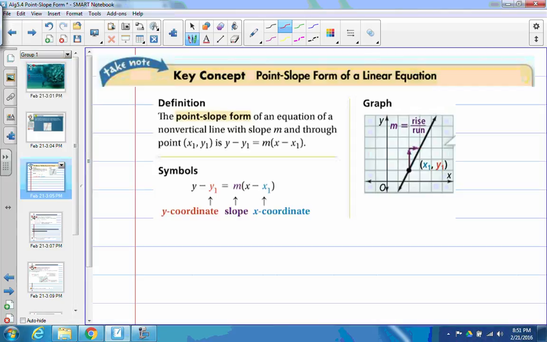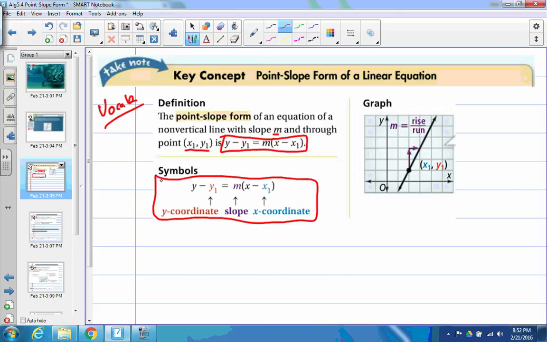But here we go. So what is point-slope form? So if we read right here, it says the definition: point-slope form. So this is one key vocab word. The point-slope form of an equation of a non-vertical line with a slope of m through a point (x1, y1) looks like this: y minus y1 equals m times x minus x1. So right here is probably your best way of showing it. It's a really weird looking form, but y minus y1 equals m times x minus x1.